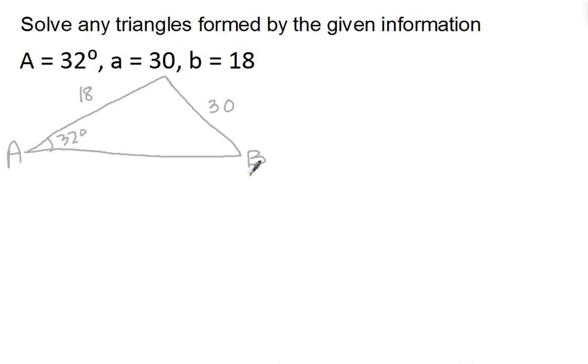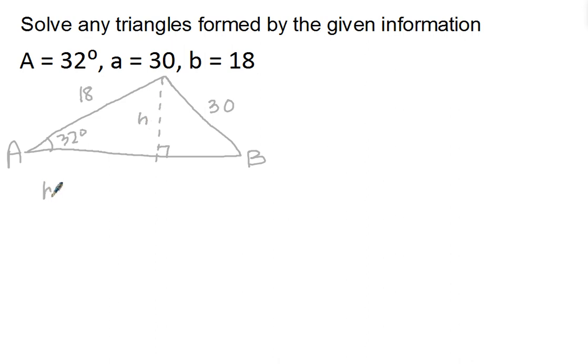Okay, so we want to first see how many triangles can be formed before we apply the law of sines to figure out what the measure of angle B is. Because if there aren't any triangles, then we don't have to find anything. So the first thing we calculate is the height of this triangle so that we can compare the height to some other sides.